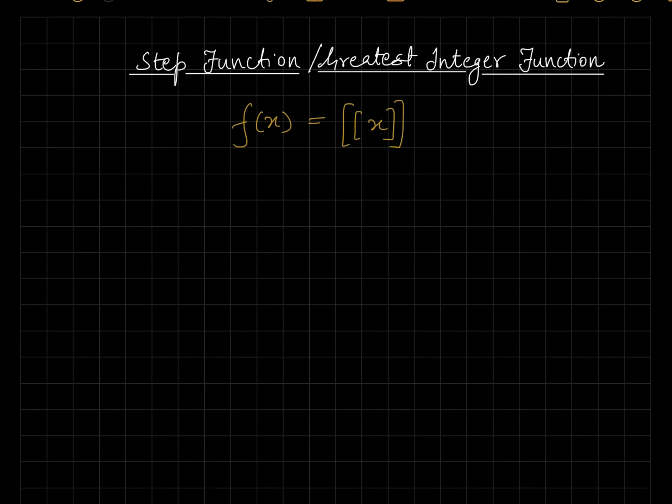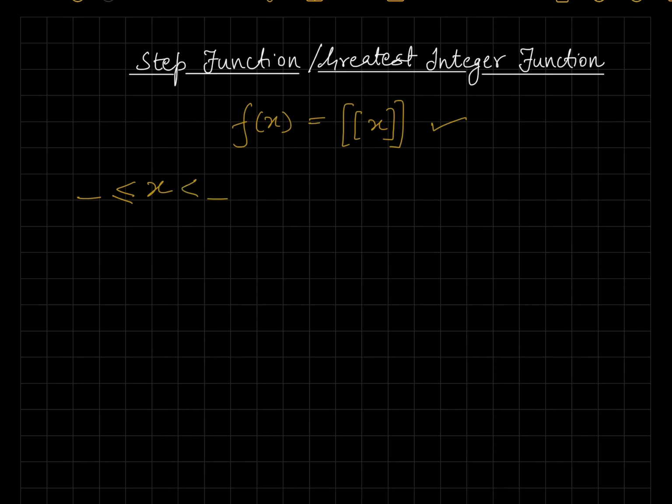Hello, let us learn to draw the step function or greatest integer function. This is the way we denote it: f(x) equals, in a double square bracket, we write x. And what does it actually mean? It means that if we have an x value, that x value would be greater than or equal to something and less than something, right?